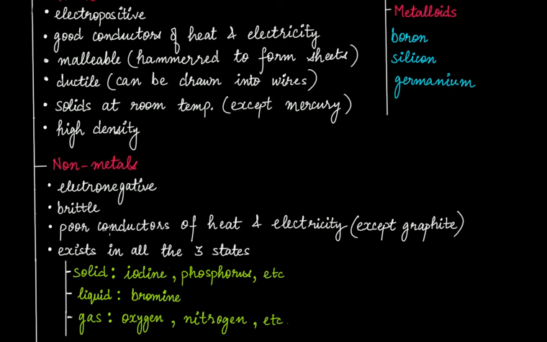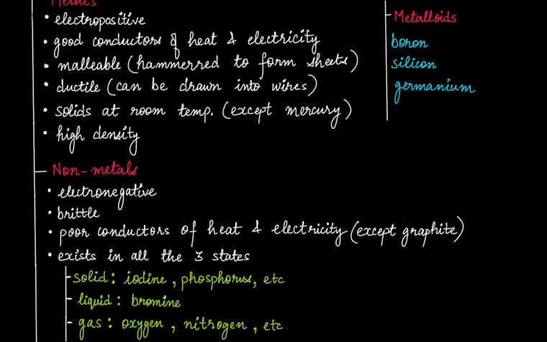Then they are poor conductors of heat and electricity except graphite. Graphite is a good conductor of electricity. Remember this one. The graphite is a non-metal, but it's a good conductor of electricity. In this case, metals exist in the solid state except mercury. But in the case of non-metals, they exist in all the three states. Solids, some examples are iodine, phosphorus, etc. Bromine exists in the liquid state. Oxygen, nitrogen, etc. exist in the gaseous state.